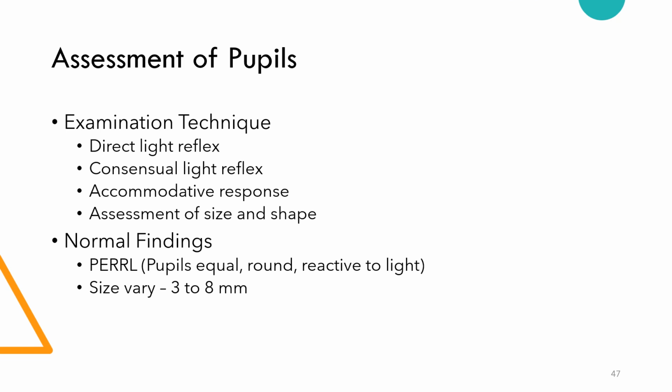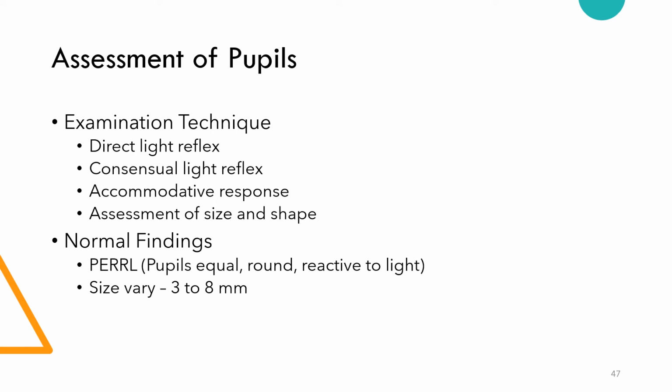When assessing the pupils, our examination technique is going to involve a few things: a direct light reflex, a consensual light reflex, an accommodative response, and the assessment of size and shape. In normal findings for pupils, it's important to note that the acronym PEARL or PEARLA, where pupils are equal, round, reactive to light, and accommodation, is no longer considered a valid descriptor of pupil status. While this notation is commonly used by generalists in medicine, it is largely outdated in the field of ophthalmology.